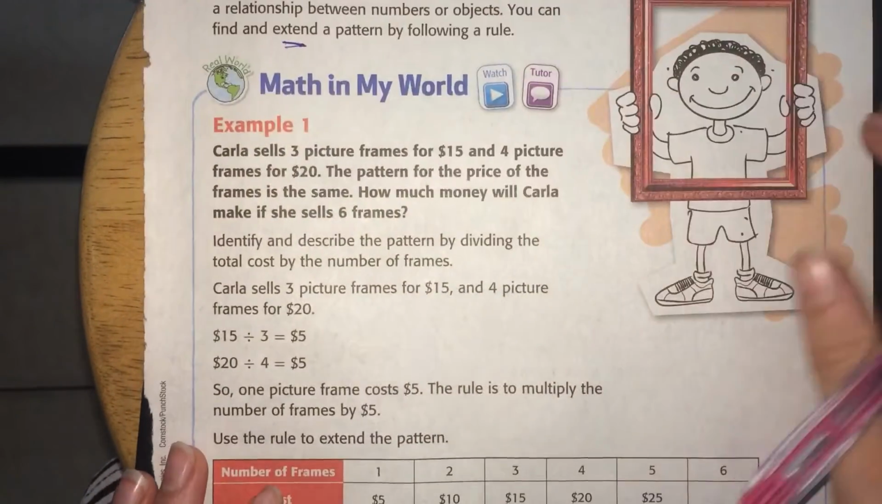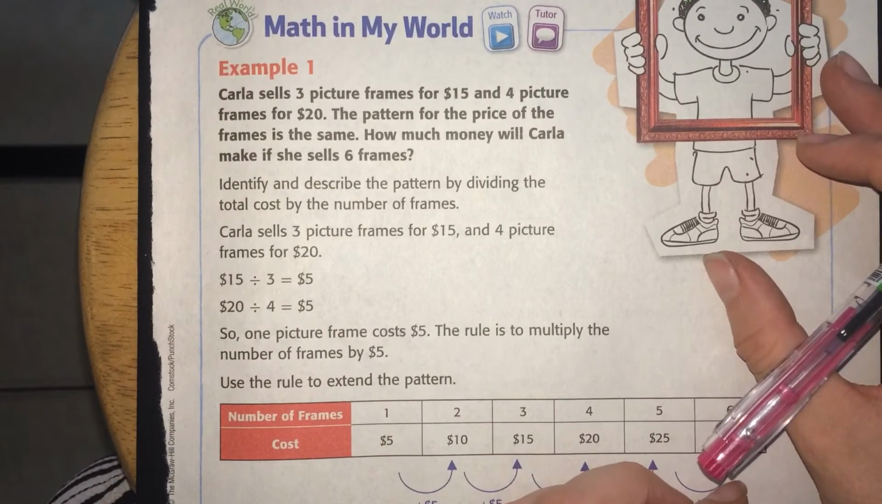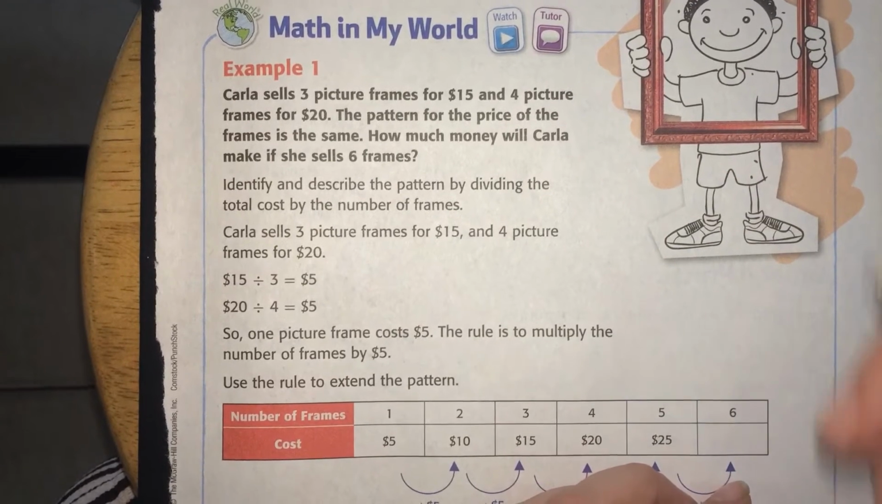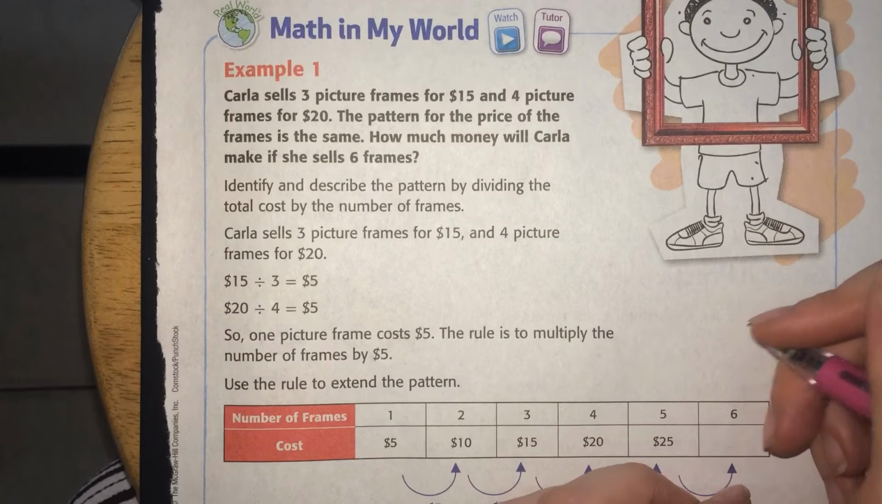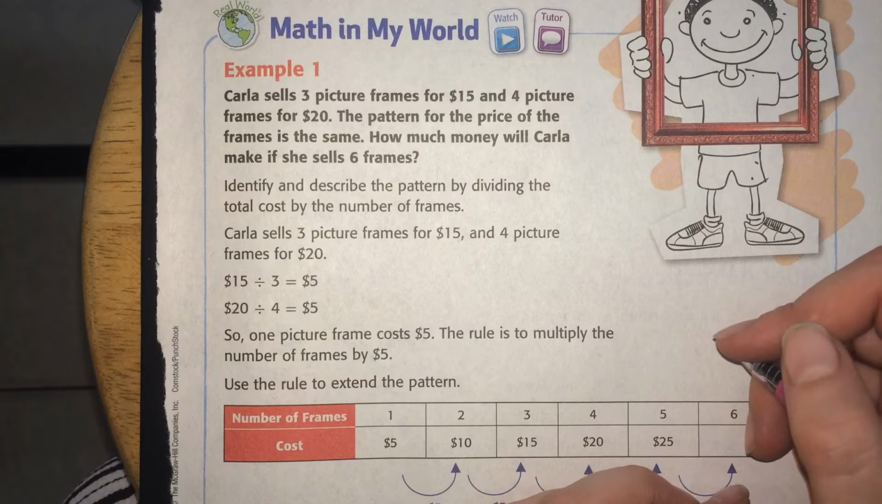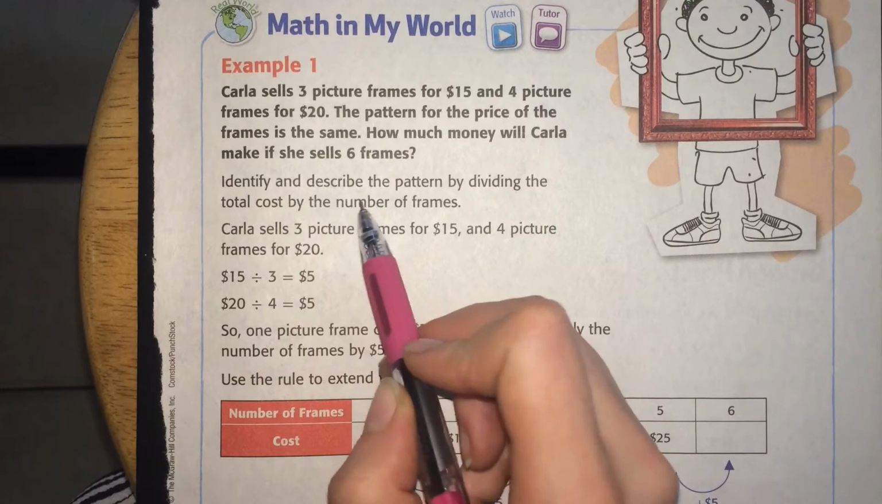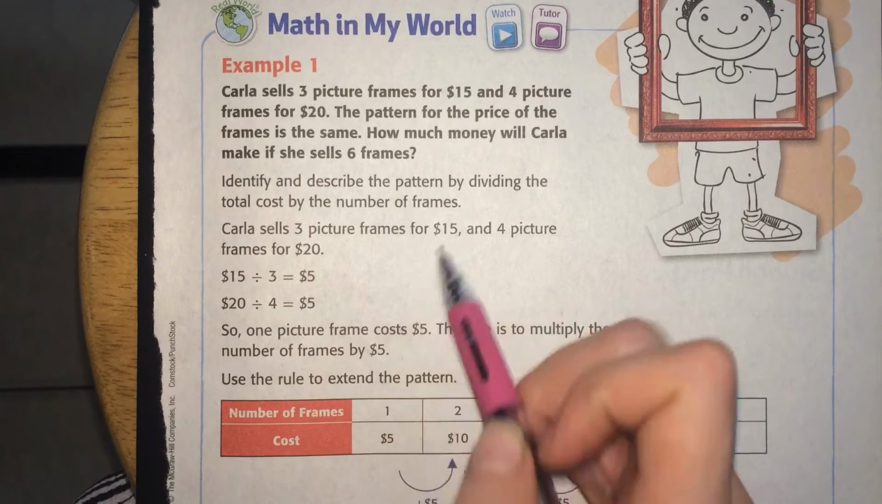Okay, so let's look at the example. Carla sells 3 picture frames for $15 and 4 picture frames for $20. The pattern for the price of the frames is the same. How much money will Carla make if she sells 6 frames? Okay, so you have to identify and describe the pattern by dividing the total cost by the number of frames.